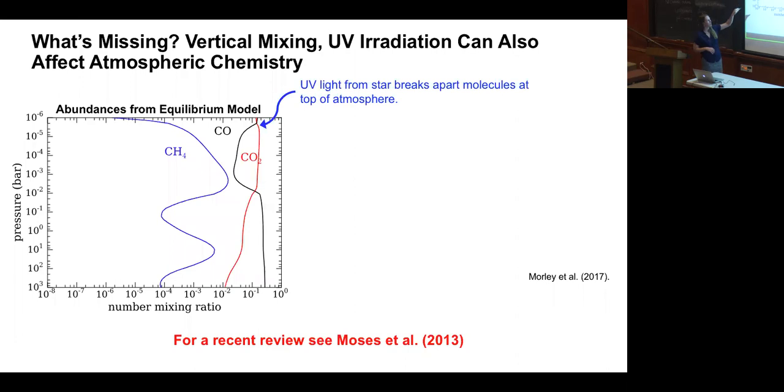So this photochemistry is going to change the abundances at the top of the atmosphere. You could fold that into the model. But this also assumes that the atmosphere is sort of stably stratified, that there's not any net transport of gas from deeper down to higher up.